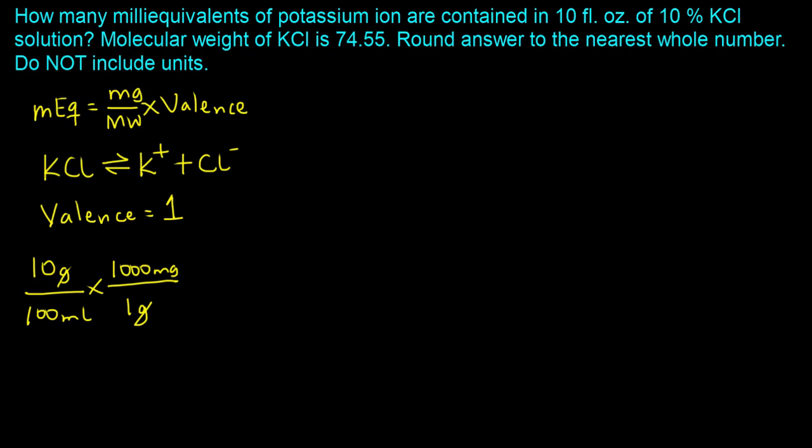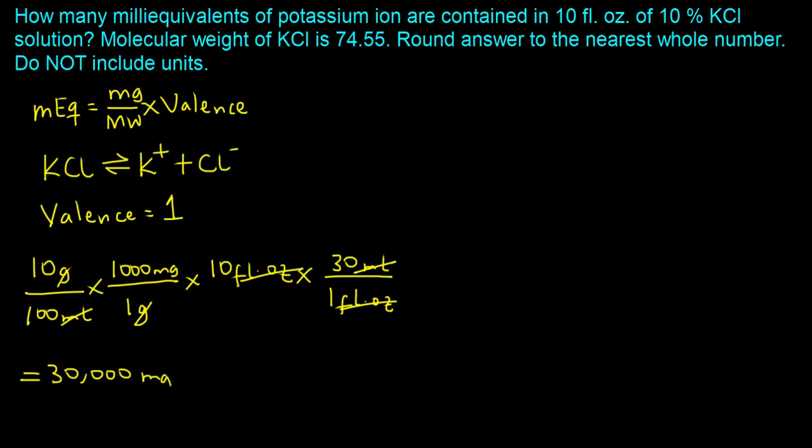So we now need to take care of the volume. So we multiply by the volume of the preparation, which is 10 fluid ounce. And then we convert the fluid ounce to milliliters. So 1 fluid ounce is approximately equal to 30 milliliters. So the fluid ounce cancels out, the milliliters cancel out, and you end up having 30,000 milligrams.